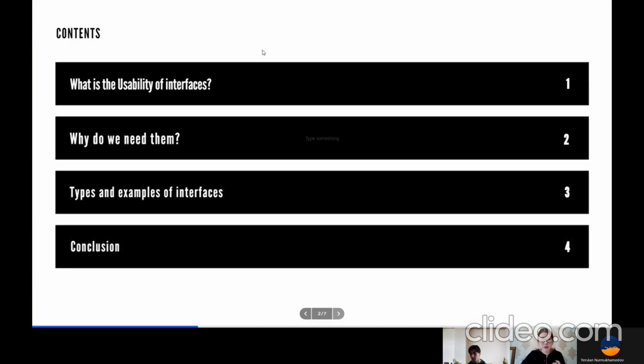In our video, you will learn what the usability of interfaces is, why we need it in daily life, and the types and examples of interfaces. Also, we will conclude it.